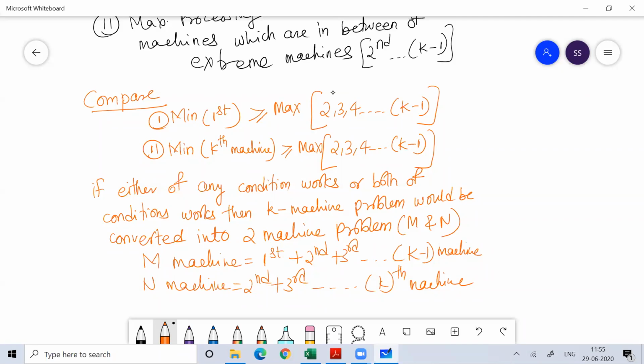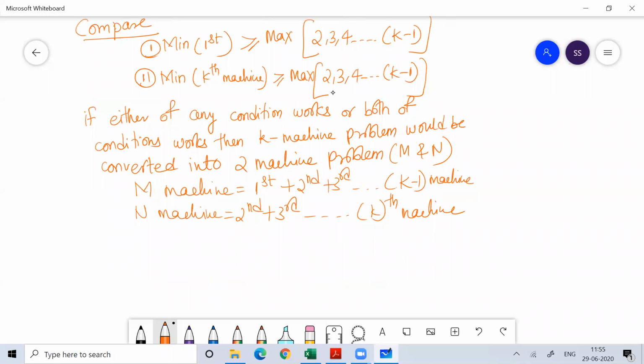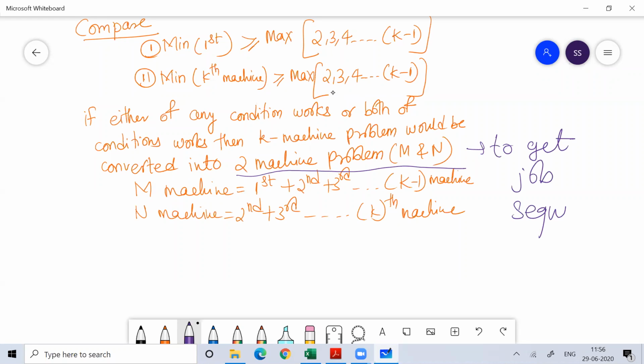Clear, right? And then you know how to work with the Johnson algorithm on a two machine problem. And once you get the sequence, what is the objective? Why are you converting this into a two machine problem? What is the objective of converting them into a two machine problem? The objective is to get the job sequencing, which job to be done when, because the objective is to minimize the total elapsed time.